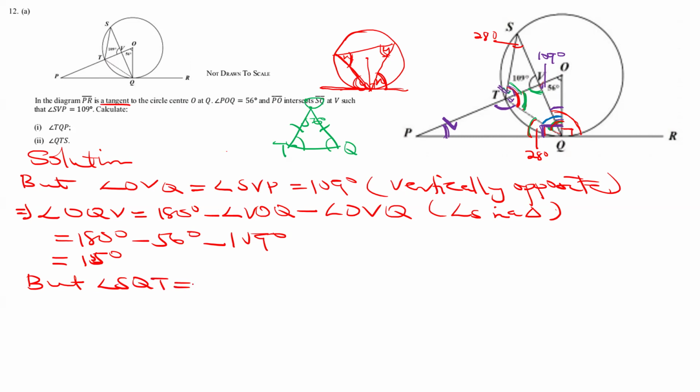We know angle SQT is the whole of what we have here. It will be the entire angle, then minus this angle. So it will be angle OQT minus the small angle that we found here, O Kelvin. Is my point well made?